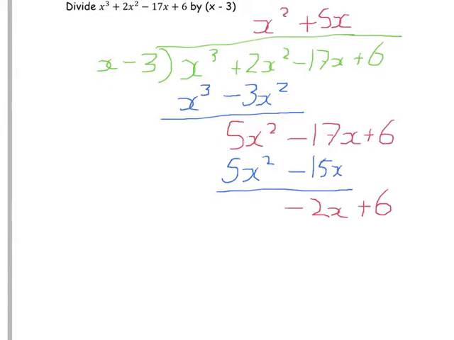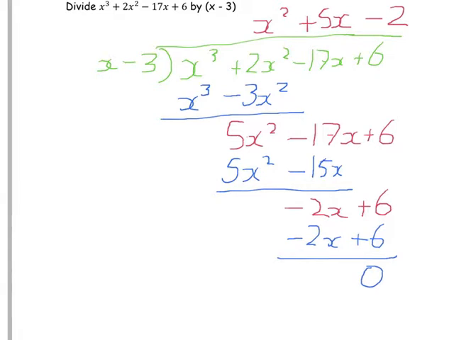Now we're going to divide minus 2x by x minus 3. So what do we times x by to get to minus 2x, which is just minus 2. As we've done in every other case, we multiply the minus 2 by x minus 3, and we get minus 2x plus 6. We subtract these two away and you'll see that this is equal to 0.